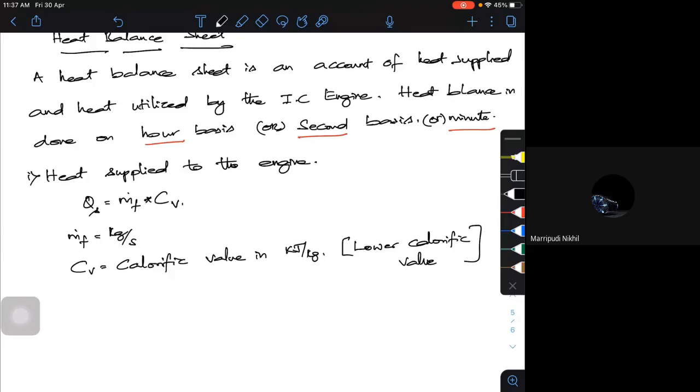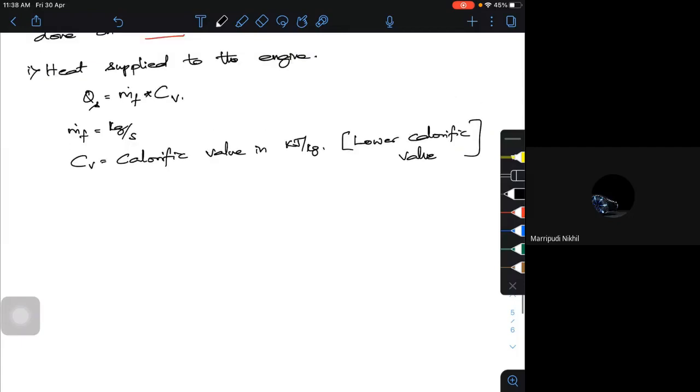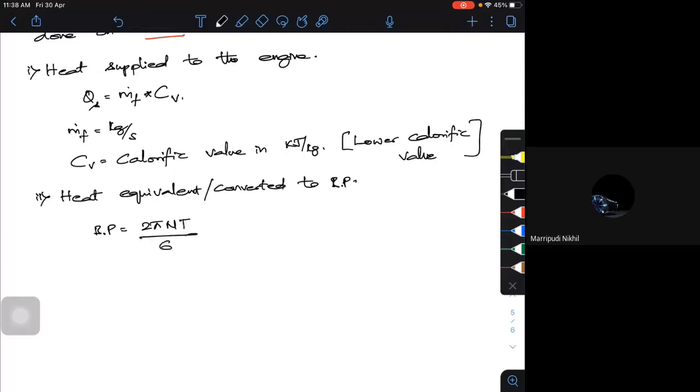Okay. Now once you have supplied the heat, how is it utilized? The first thing is the heat converted to brake power, that is, the heat equivalent to BP, brake power. Brake power I get using the formula 2 pi N T by 60. This will be in kilojoules per second or kilowatts, or kilojoules per minute, whichever way I can put it.